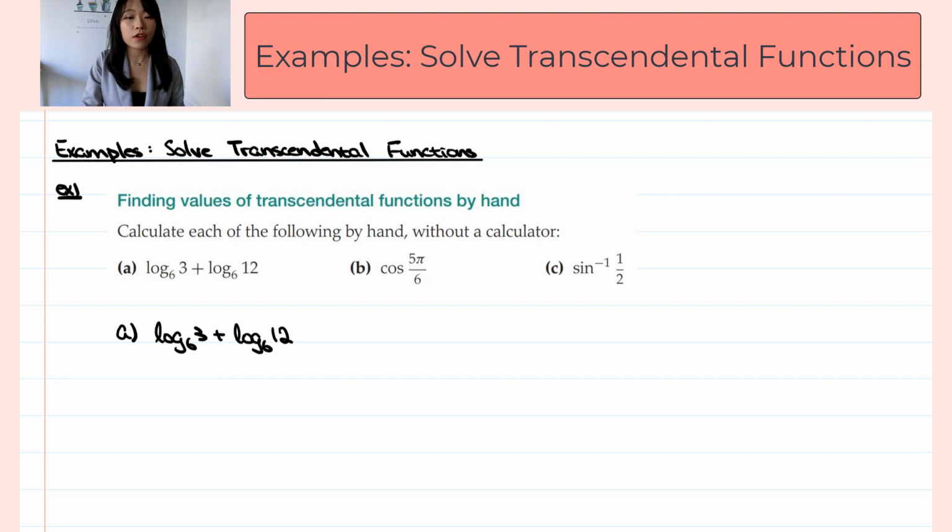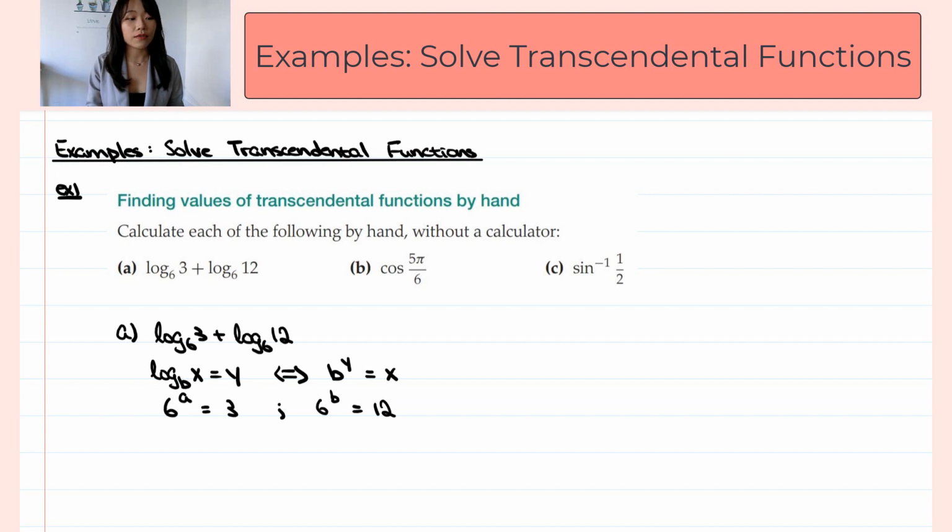Let's first rewrite them in the form of exponential functions. So a quick reminder, log with base b of x equals y. This equation is equivalent to b to the power of y equals x. So if we transform the log functions we have in the equation, then we get the base 6 to the power of unknown, let's call it a, and that equals 3. And the second term, we have 6, the base, to the power of some unknown, let's call it b, and this equals 12.